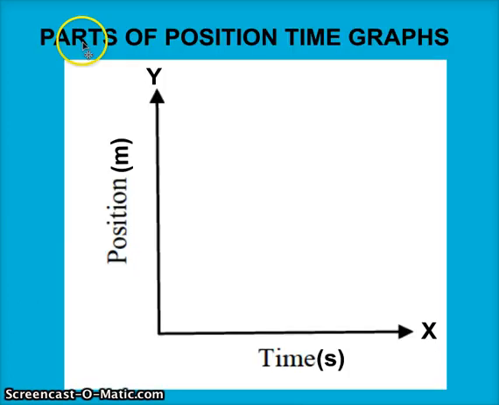First up, we need to make sure we know what the parts of a position time graph are. So we've got our standard X and Y axis, and on our X axis is always going to be time. And usually we're going to have the units of seconds. And we're going to show that by putting our units in parentheses. This can be hours, this can be minutes, but in most cases it's going to be seconds.